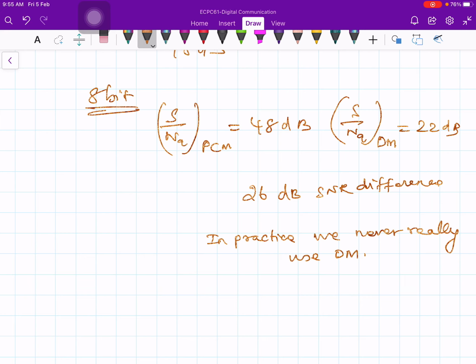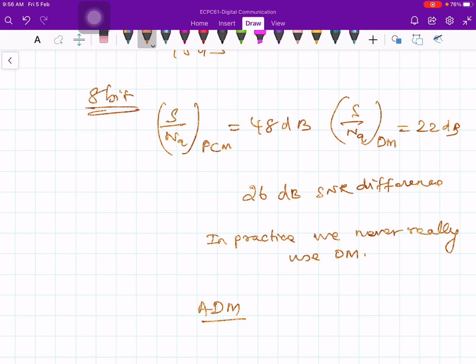On the other hand, a suitably designed adaptive delta modulator, ADM, can be made to perform at the same bandwidth fairly similar to PCM, but not equal to PCM. Its performance is much better than a delta modulator, but not better than pulse code modulation. Pulse code modulation is superior compared to any other modulation scheme. So this result I am just giving you.